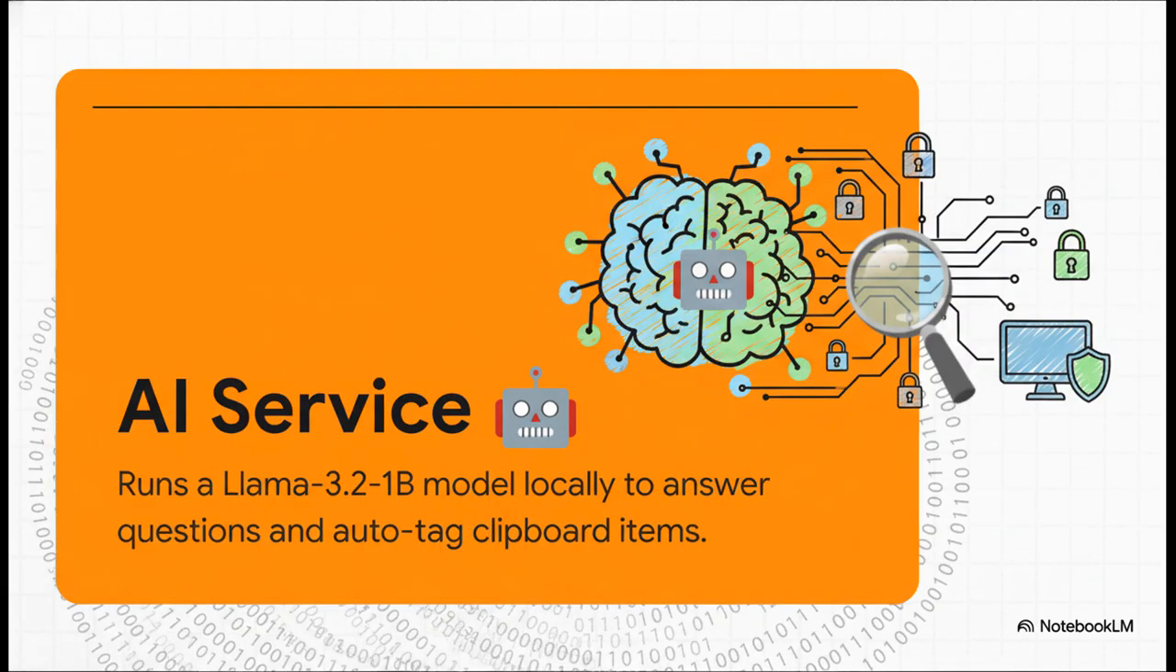Now, let's talk about the brains of the operation, the AI service. ClipIt uses a really powerful but surprisingly small AI model called Llama 3.2. And here's the crucial part. It runs completely locally on your machine. It's all offline. That means none of your copy data ever gets sent to the cloud, which, as you can imagine, is a huge deal for privacy.